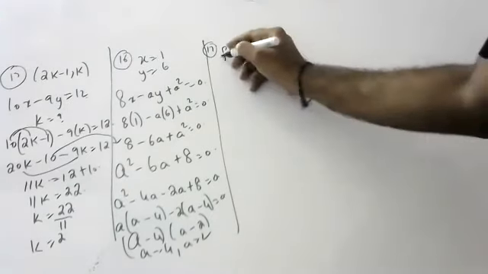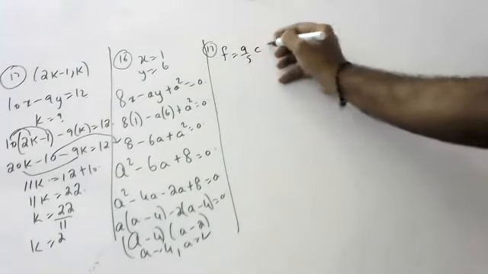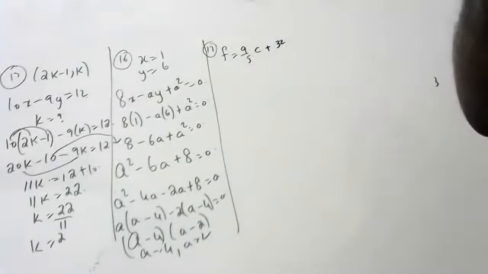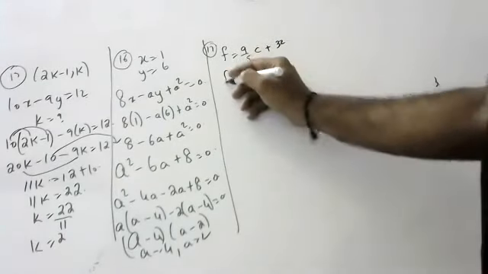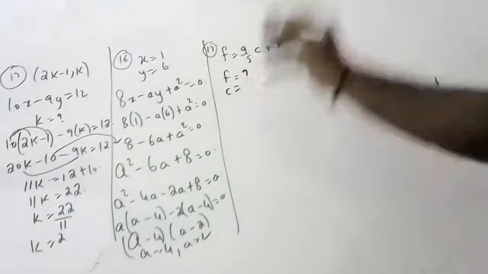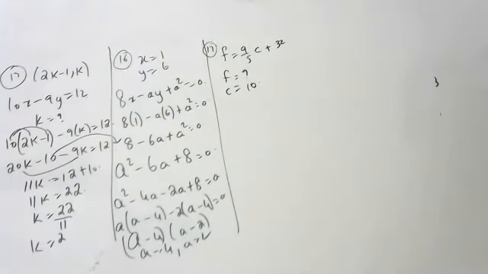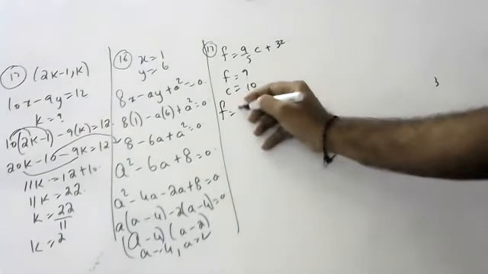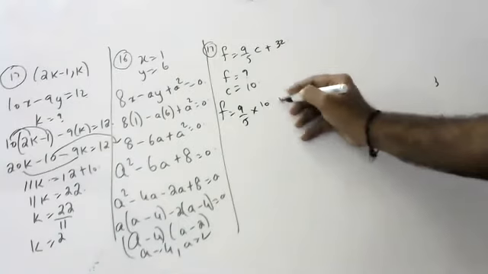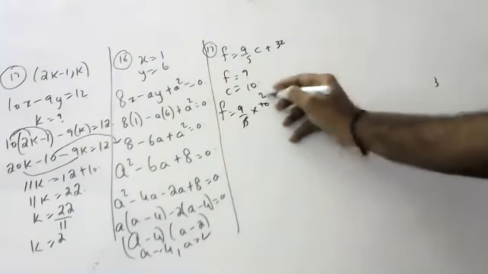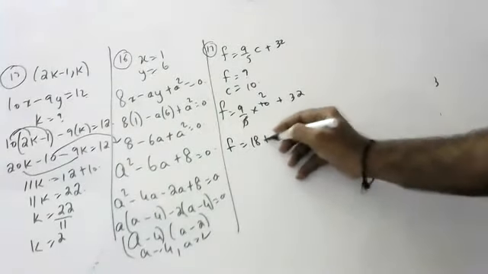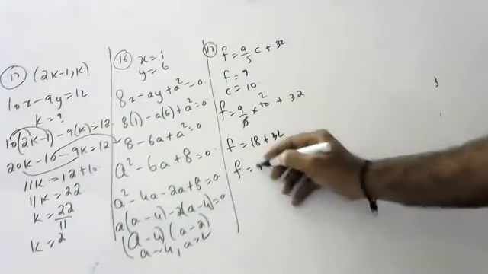F is equal to 9 by 5 c plus 32. Find f if c is 10. F is equal to 9 by 5 into 10 plus 32. F is equal to 18 plus 32. F is equal to 50.